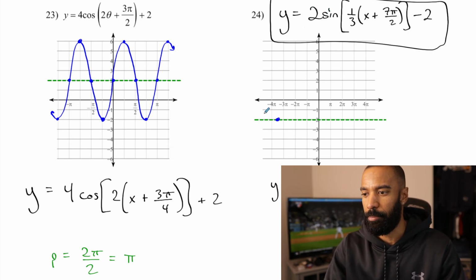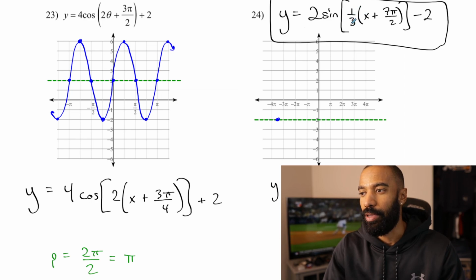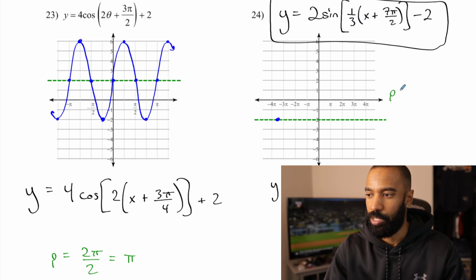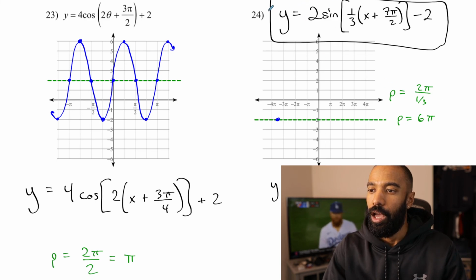This 2 is your amplitude here. It's positive like they all are, so we'll go up instead of down. But we have to talk about the period right here, based on the frequency. 2 pi over 1/3. That's 6 pi. Hope you know why that is.